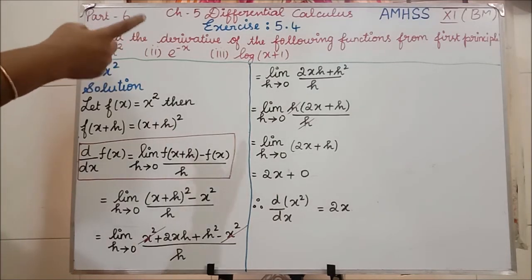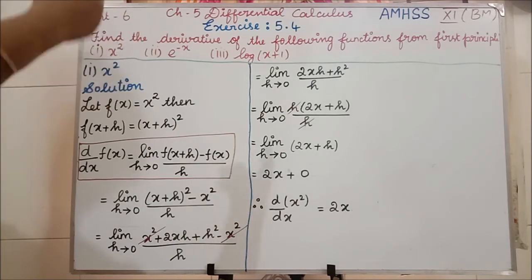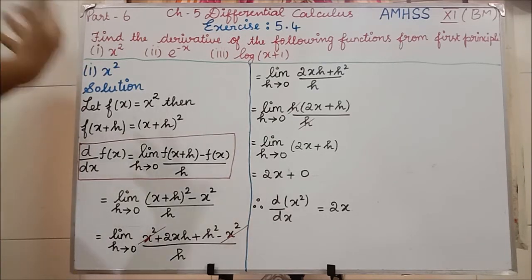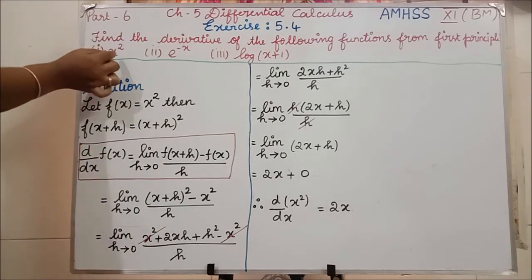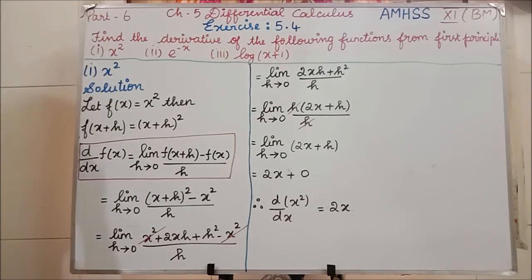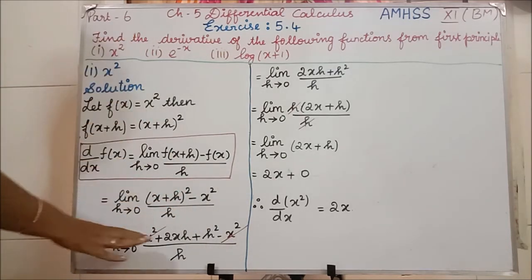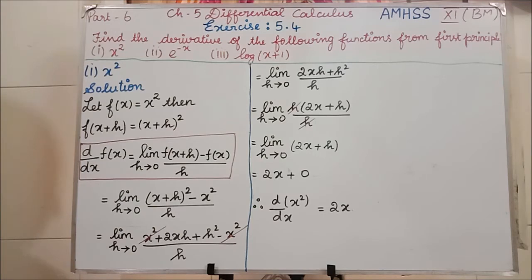Find the derivatives of the following functions from first principle. If they ask from first principle, it means you are going to apply this formula. Clear? If you see in exercise 5.5, without solving by this method, we can easily find the answer. That we will see in exercise 5.5. But if the question asks from first principle, you are going to do only this method. Clear all of you?